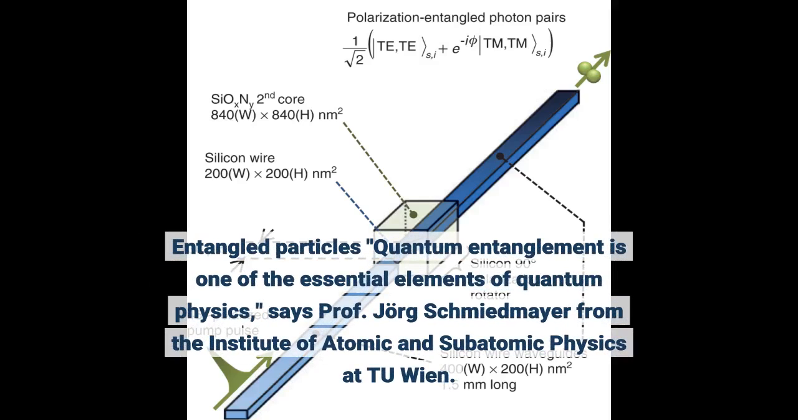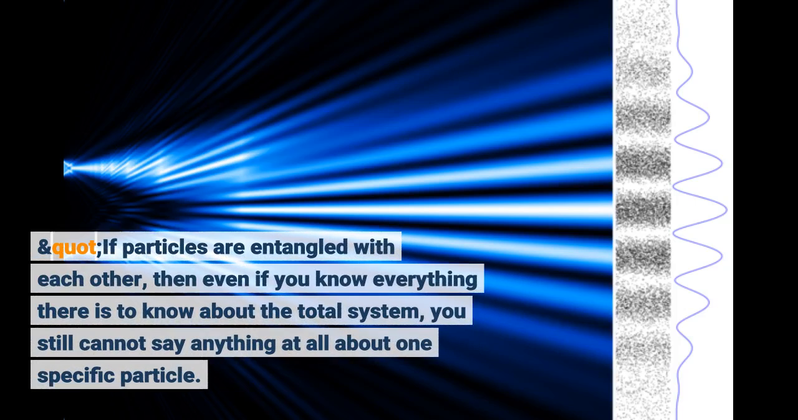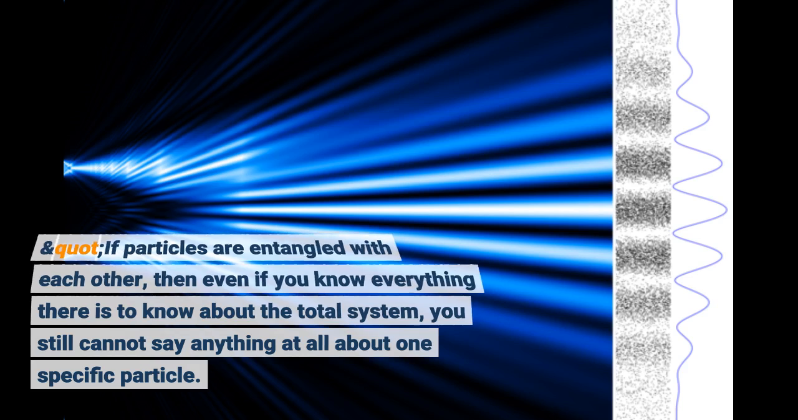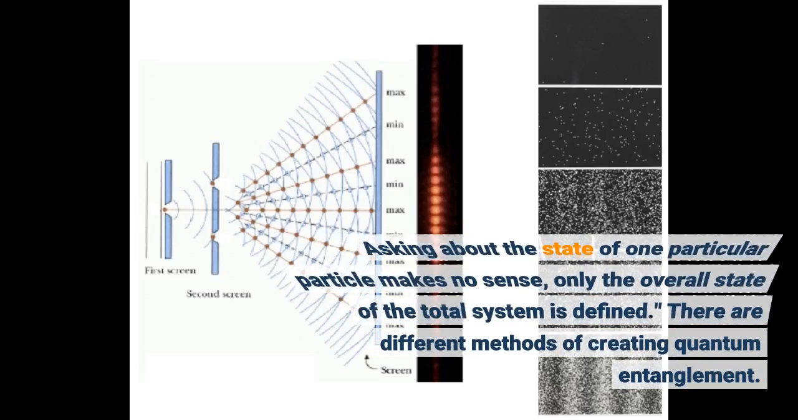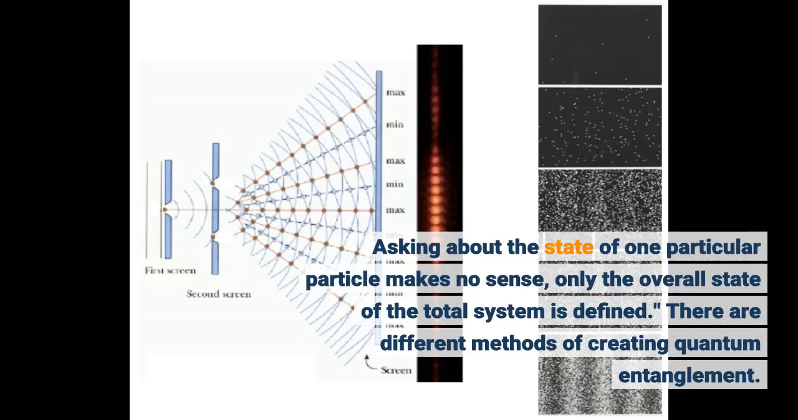Entangled particles. Quantum entanglement is one of the essential elements of quantum physics, says Professor Jörg Schmiedmayer from the Institute of Atomic and Subatomic Physics at TU Wien. If particles are entangled with each other, then even if you know everything there is to know about the total system, you still cannot say anything at all about one specific particle. Asking about the state of one particular particle makes no sense, only the overall state of the total system is defined.